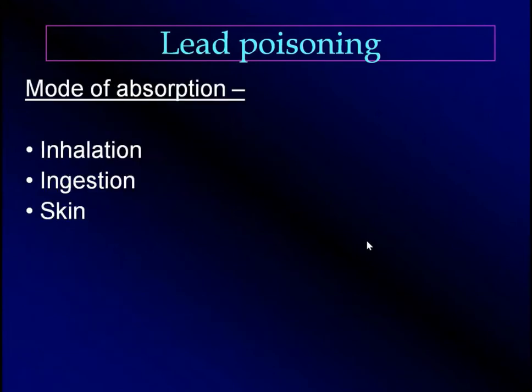So how does lead get absorbed into the body? It basically gets absorbed in three ways. One is through inhalation, which is the most common route, by inhalation of the dust or fumes produced from lead. Then through ingestion, and through skin, that is by contact. So these are the three different ways lead can get absorbed into the body.